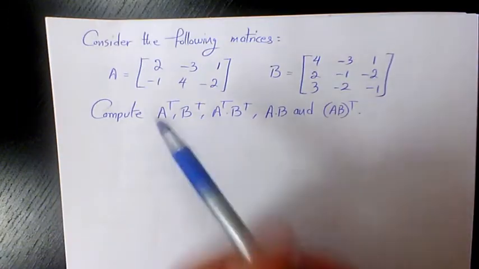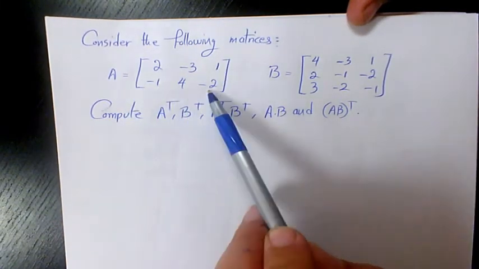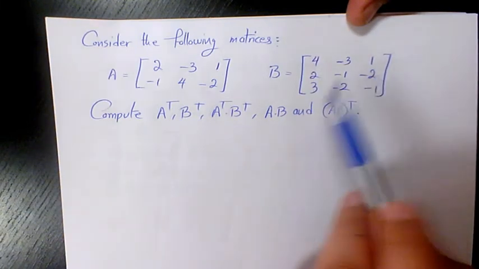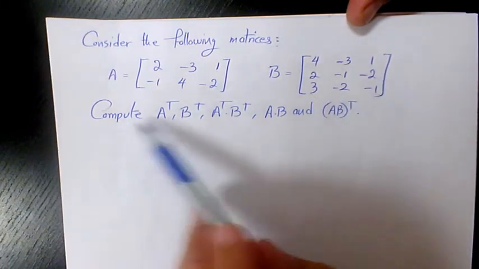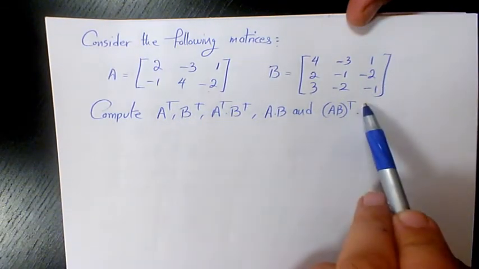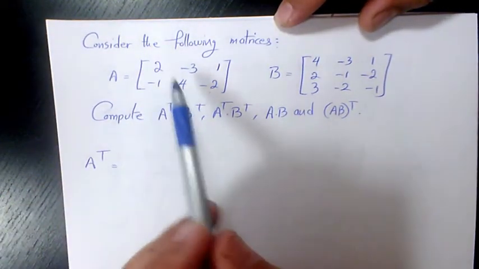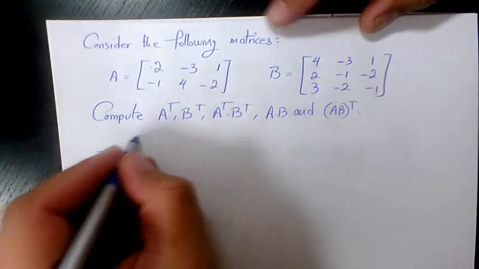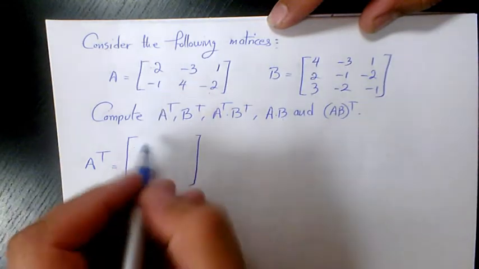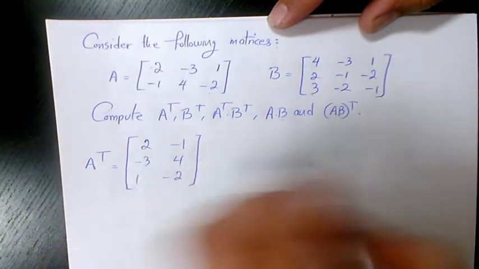Next example, it says consider the following matrices. A is 2, -3, 1, -1, 4, -2. B is 4, -3, 1, 2, -1, -2, 3, -2, -1. Compute A transpose, B transpose, A transpose times B transpose, A times B, and (AB) transpose. So A transpose is going to be the transpose of A. A is 2 by 3, so the transpose is going to be 3 by 2. So it's going to be 2, -1, -3, 4, 1, and -2.